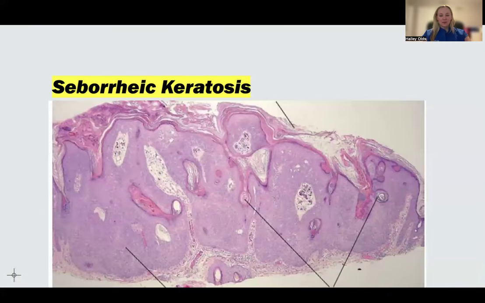Here's just another example of how it can look. This one still has that nice mammillated architecture. And it's just a proliferation of keratinocytes, but it's not going deeper down. It's not invading into the dermis.